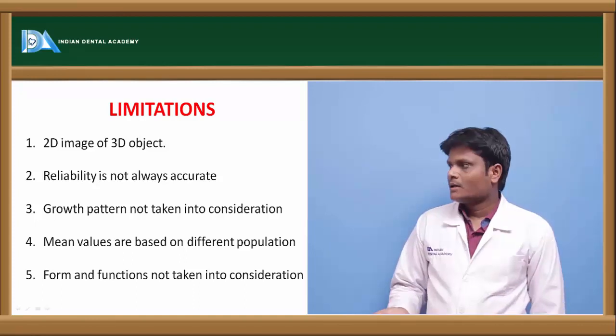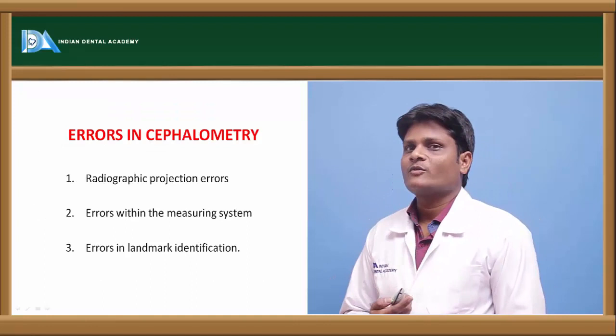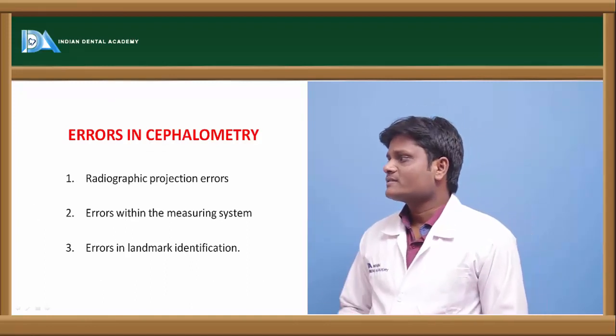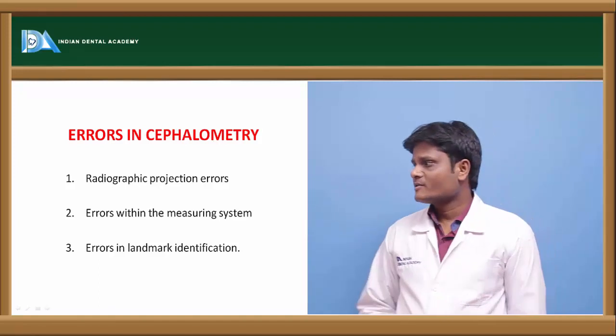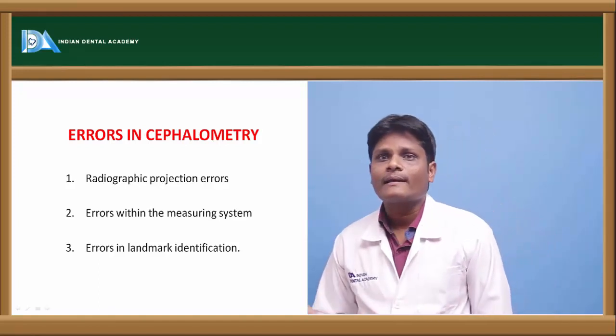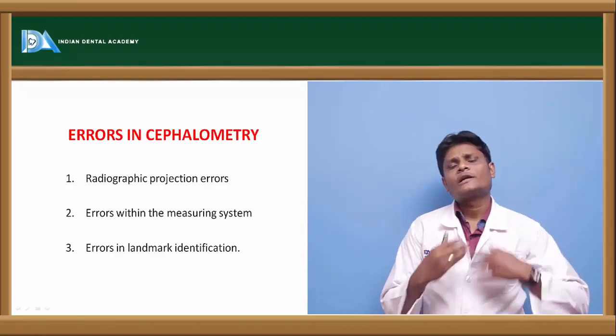Now, let us look into the errors that are possible to encroach in cephalometry. We can classify the errors into three broad categories: radiographic projection errors, errors within the measuring system, and errors in landmark identification. Radiographic projection errors. What are the radiographic projection errors?